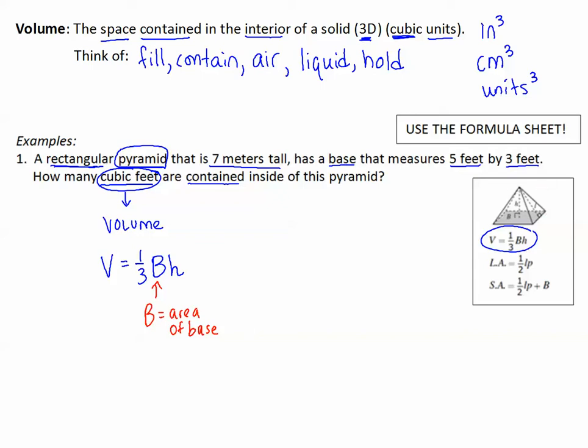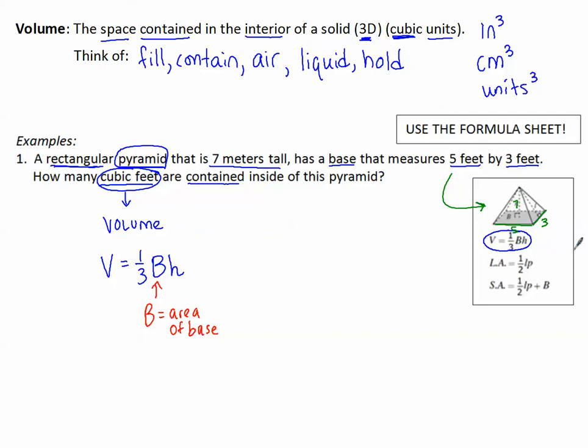Now, if we don't have a picture, it's helpful to label our picture. So let's go ahead and use the picture that they gave us on the formula sheet and label things that are written there. So for example, they tell us 5 feet by 3 feet is the base. So 5 feet would be the length and 3 feet would be the width, and the height is 7 meters. So this part right here is 7.